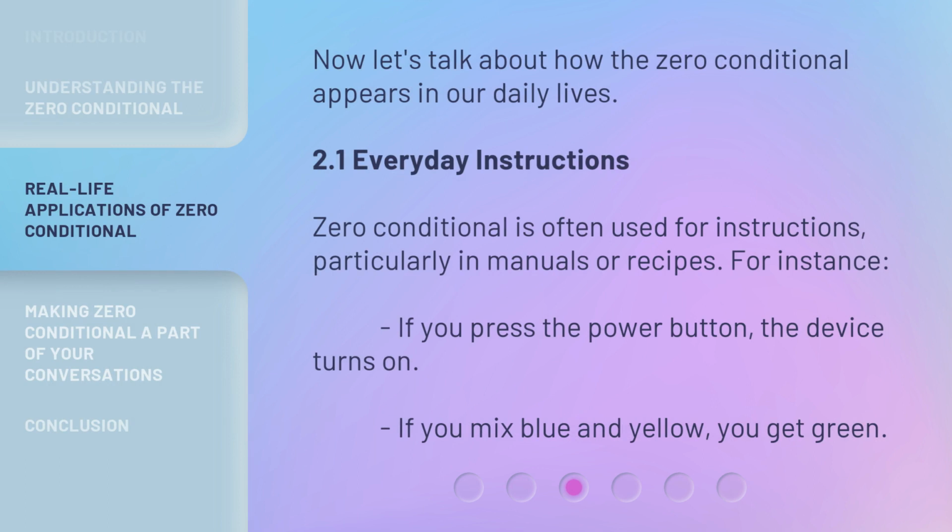Now let's talk about how the zero conditional appears in our daily lives. 2.1 Everyday Instructions. Zero conditional is often used for instructions, particularly in manuals or recipes. For instance, if you press the power button, the device turns on. If you mix blue and yellow, you get green.